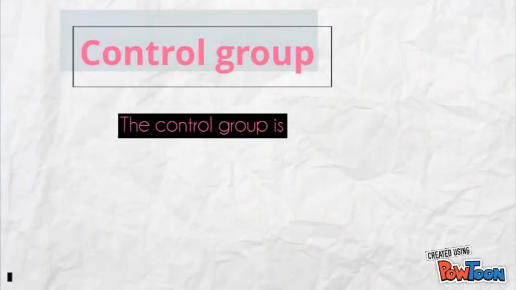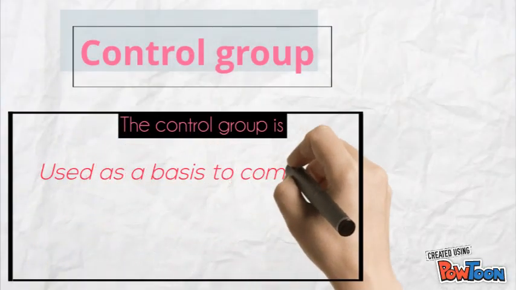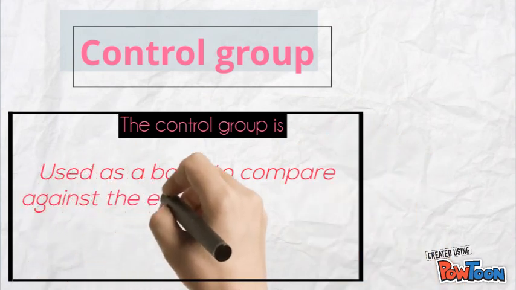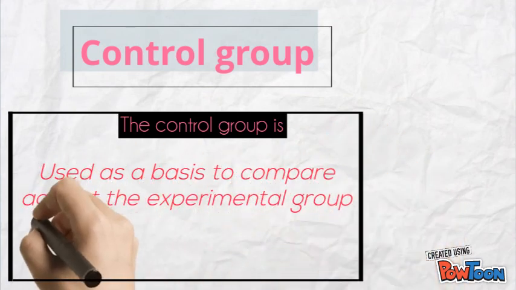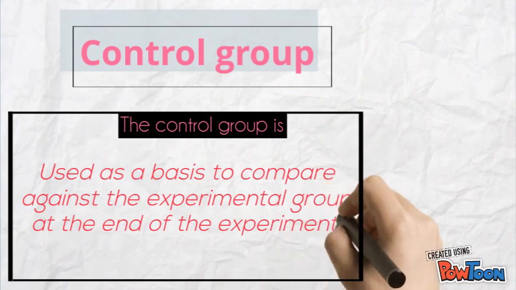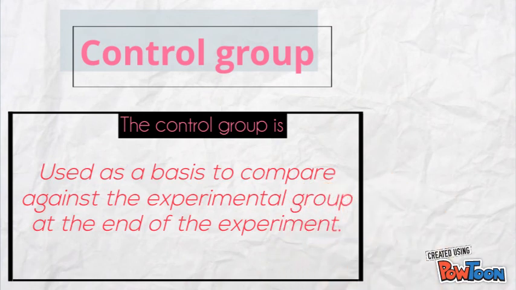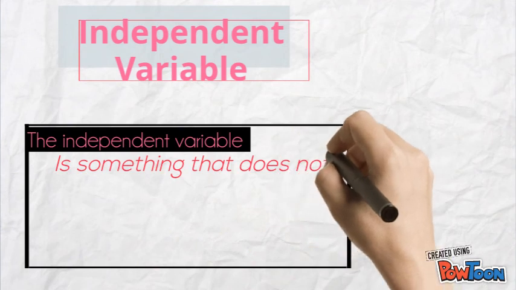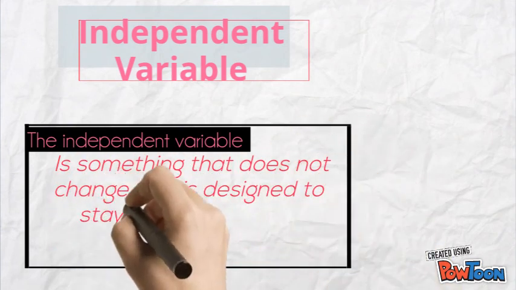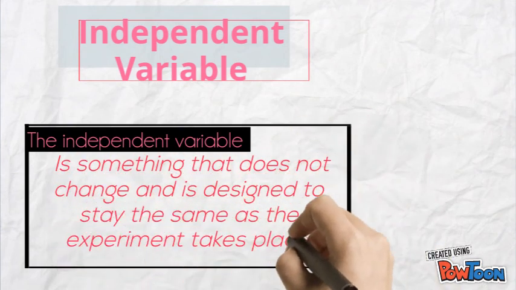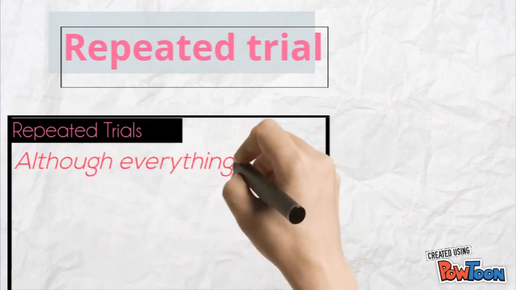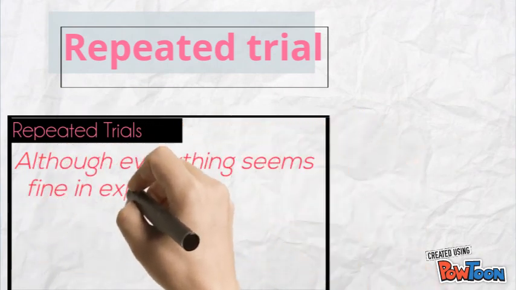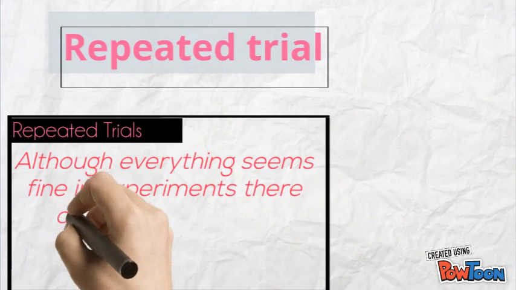The control group stays the same during the experiment, similar to the independent variable. The control group is used as a base to compare against the experimental group at the end of the experiment. The independent variable should be viewed next. The independent variable is something that does not change and is designed to stay the same as the experiment takes place. Although everything seems fine in an experiment, there can be many errors, therefore scientists use repeat trials.